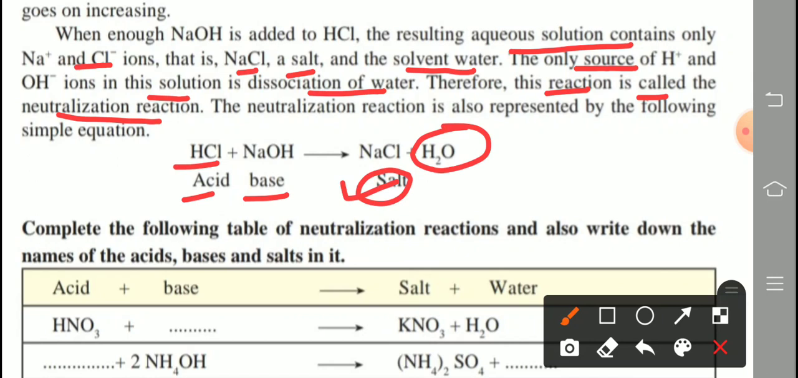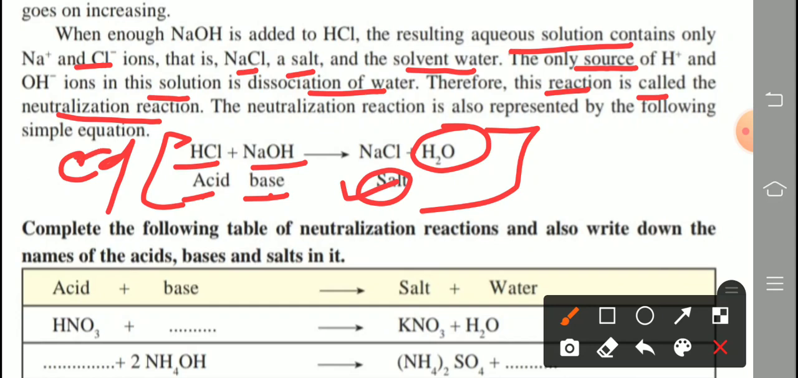Reaction takes place between hydrochloric acid and NaOH, that is sodium hydroxide, acid base reaction. That's why this reaction is called as what? Neutralization reaction. This is one example of neutralization reaction. Complete the following table of neutralization reaction and also write down the names of the acid, base and salt in it.